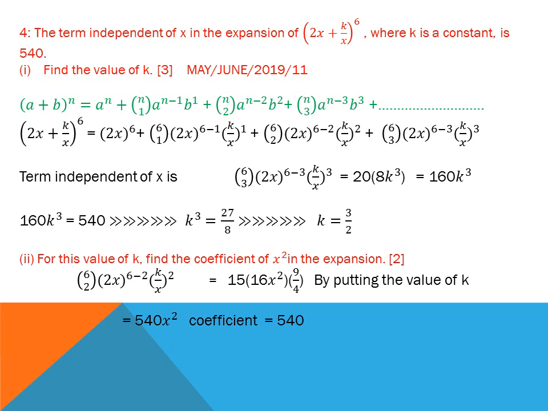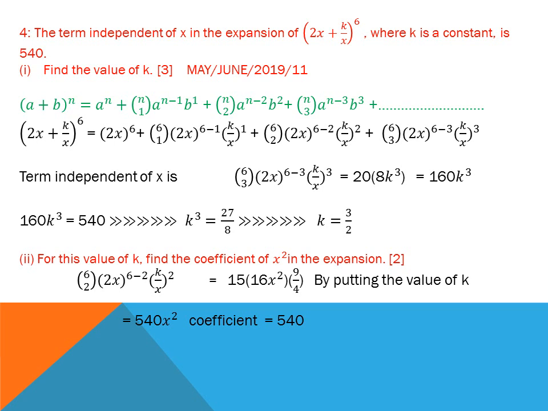(a plus b) power n. I expand the formula. I mention the formula in every question on every page for your ease. (2x plus k over x) power 6 is equal to: x power 6, 6c1, (2x) power 6 minus 1, k over x. Here k over x is b and a is 2x. 6c2, (2x) power 6 minus 2, (k over x) square. Here I need the fourth term. 6c3, (2x) power 6 minus 3, (k over x) power 3.